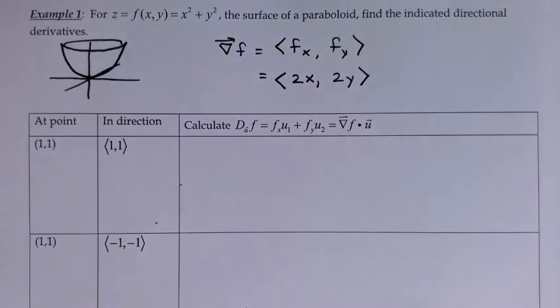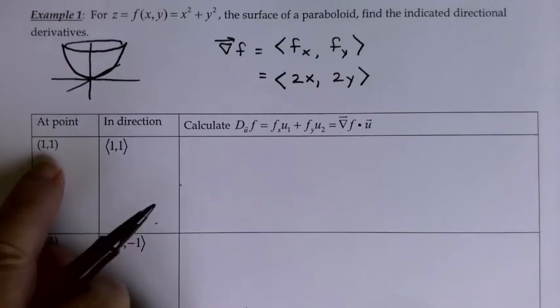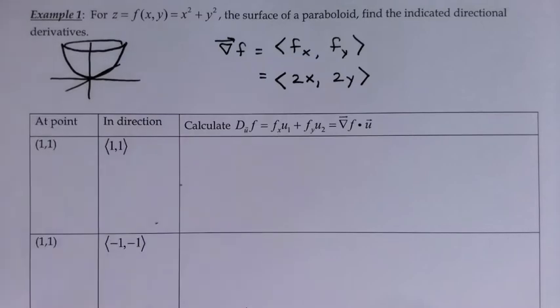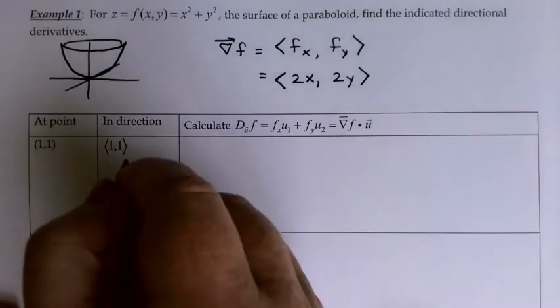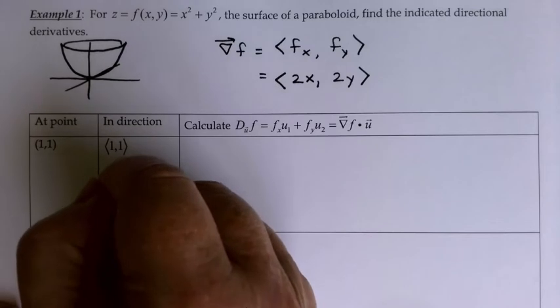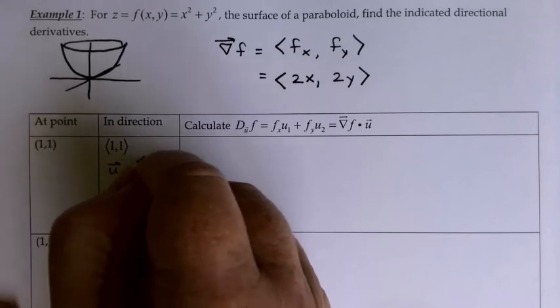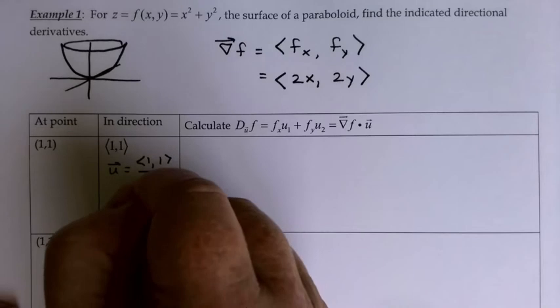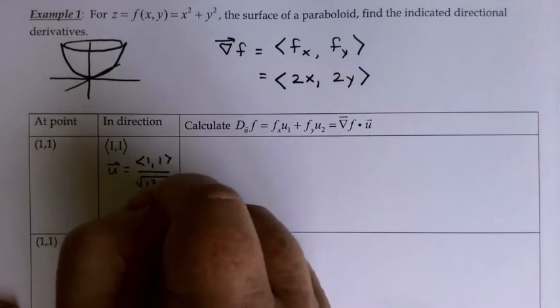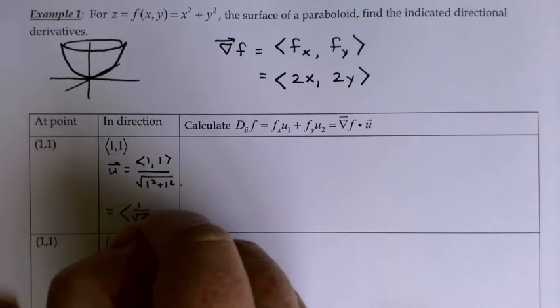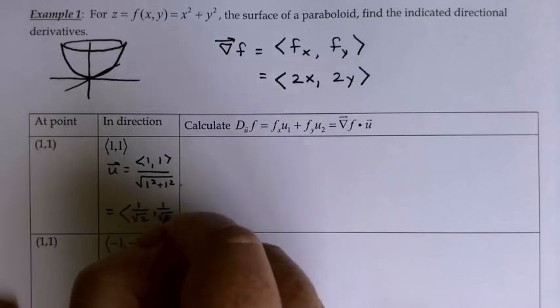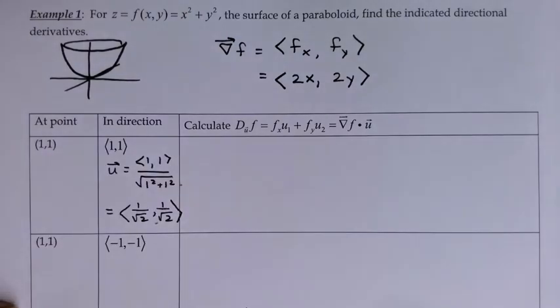All right, so our first directional derivative is going to occur at the point 1, 1, and also in the direction 1, 1. This direction is going to help me get u, but it actually isn't u itself. I'll need to make that into a unit vector, so let's just do that. u would be 1, 1 divided by its magnitude, square root of 1 squared plus 1 squared. So 1 over the square root of 2, 1 over the square root of 2 is my u.